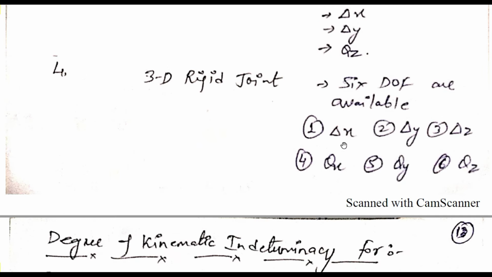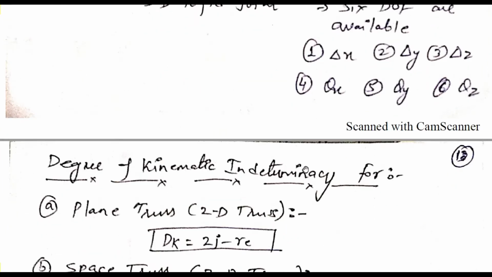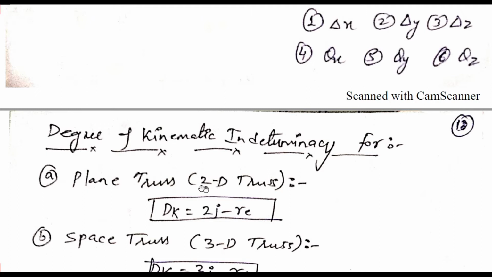Based on that, consider the degree of kinematic indeterminacy for a plane truss, that is a 2D truss. We know in a pin jointed plane truss, each joint has 2 degrees of freedom, delta x and delta y. So if we have j joints, we will have 2j degrees of freedom. We know re is the support reactions. Hence at the support, joint displacement will not be available in the direction of reaction. Therefore the total number of unrestrained displacement components at all joints will be 2j minus re.